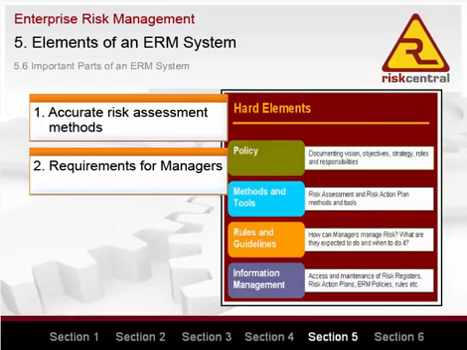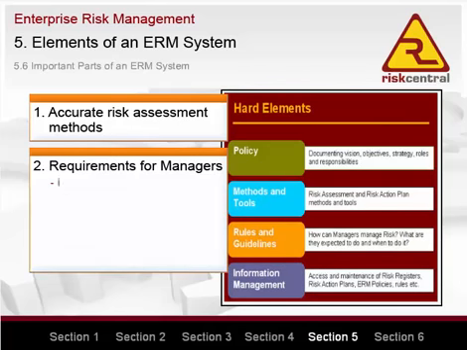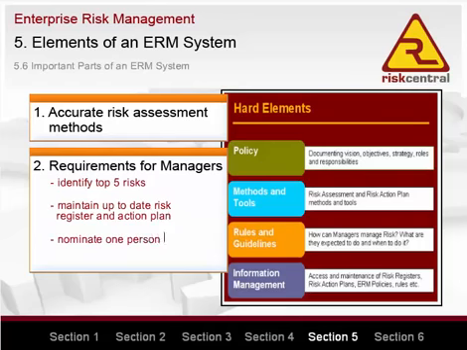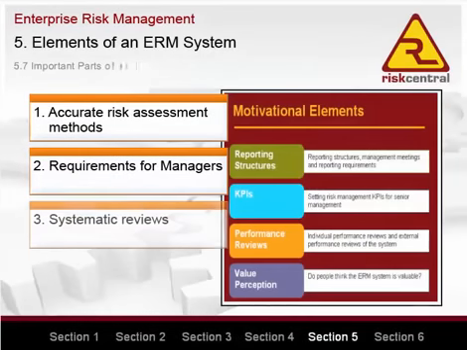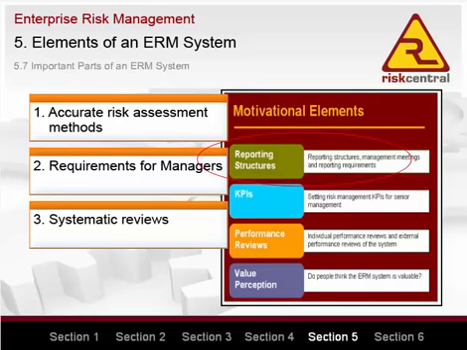Requirements may be something like: each manager is to identify and quantify the top 5 risks they are responsible for. Each manager is to maintain an up-to-date risk register and risk action plan for each risk. Nominating someone to combine the risks from all managers into one risk register and order by size. Scheduled and systematic reviews of how well each manager is managing the risks they are responsible for. This is part of reporting structure's system elements.